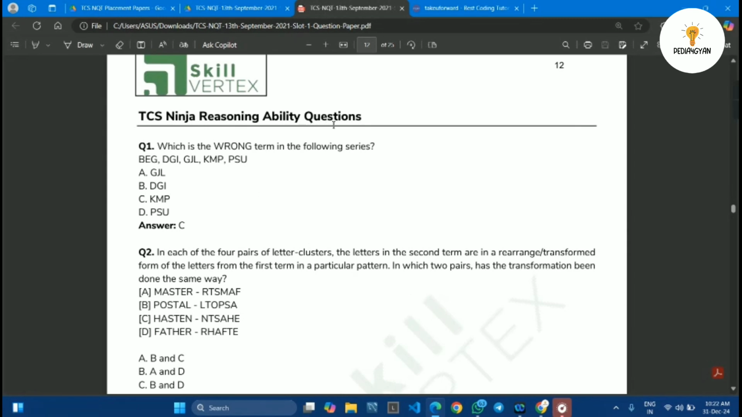The TCS Ninja reasoning ability questions. The reasoning is very easy for you. If you are preparing for Accenture or Cognizant, this is sufficient for this round. Reasoning is very easy.